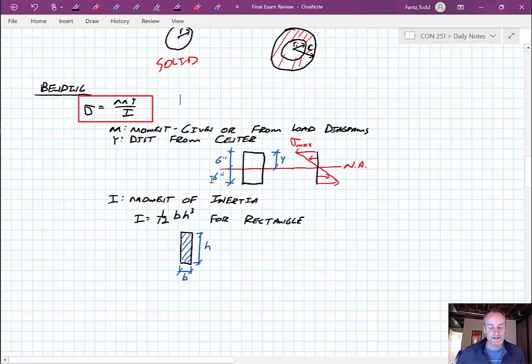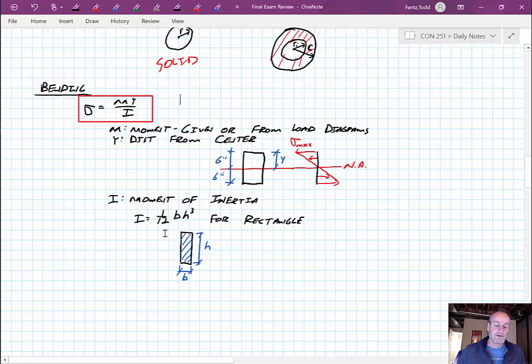Now, usually this y value is like half your height, right? So if you have a 12-inch deep beam, then that y value is going to be 6. It's almost always half. The only way it wouldn't be half is if you wanted to know the bending stress somewhere in the middle of the cross section, but usually you just care about the worst case scenarios, which is the top or the bottom of the beam.